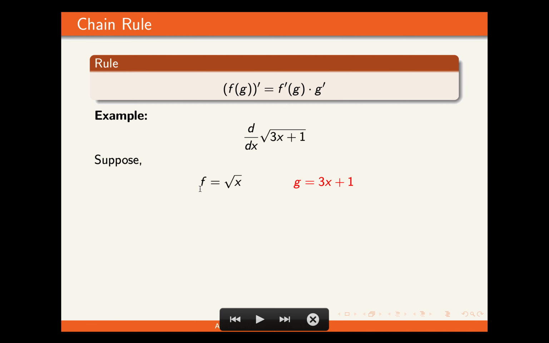So now we know what f and g are for this formula. Let's apply the chain rule to find the derivative of the composite function. In the chain rule, you can see there is f prime, which we need to evaluate at g, and also we need to know g prime. We already know f and g, so let's first find f prime and g prime. What is the derivative of the square root of x?